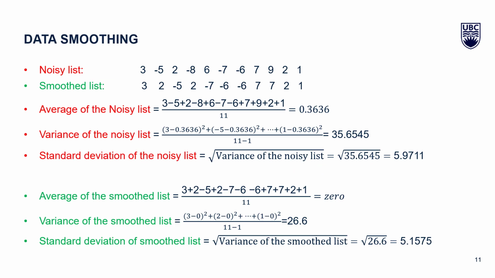After that, we want to see what is the effect of smoothing our noisy data. So we will calculate the average of the noisy list by taking the summation of the values of all elements and dividing by n, which here is 11.